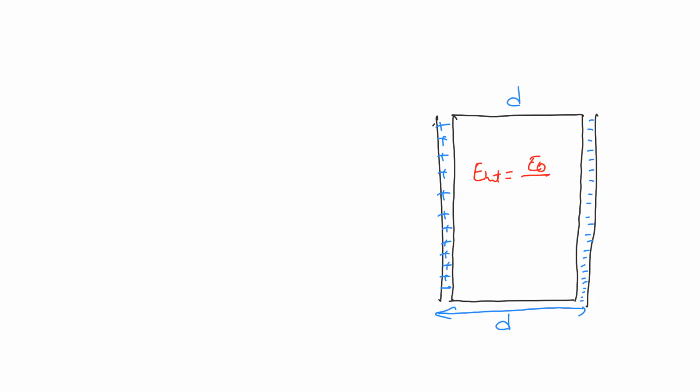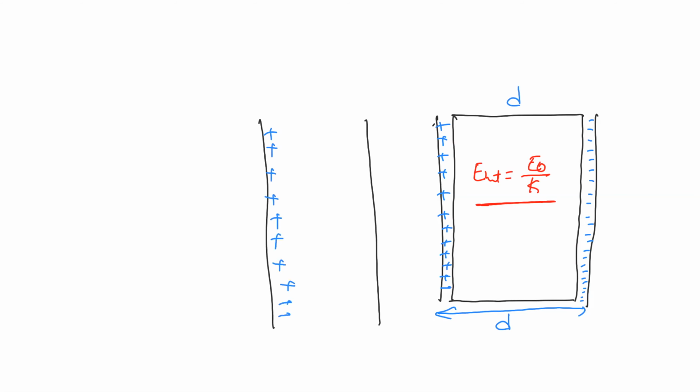It is becoming E naught by K, where E naught was the initial field without any dielectric insertion. The field between the capacitor plates was E naught, and now it is becoming E naught by K. Will it make any difference to potential? That is the next question.